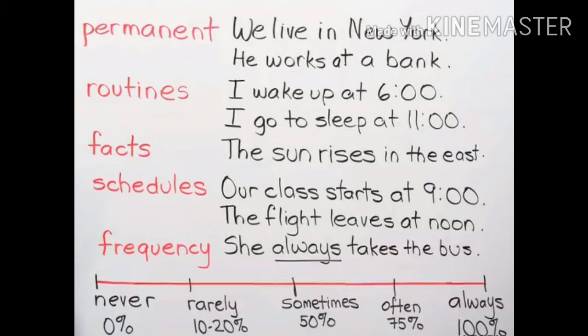Now you observe the verb there. We live, he works. So with we, the verb is singular. With he, the verb is plural. He works. Now coming to the routine work we do.